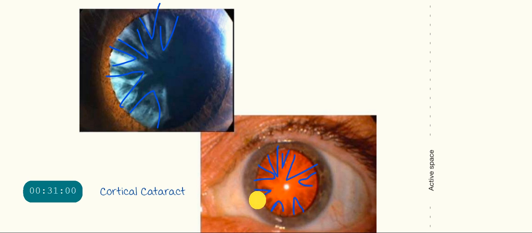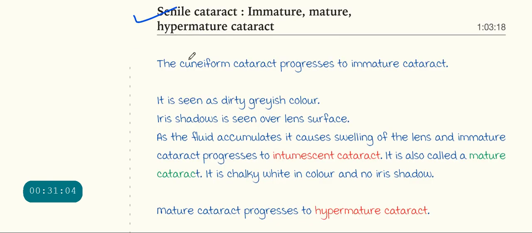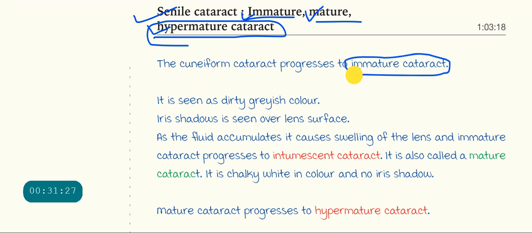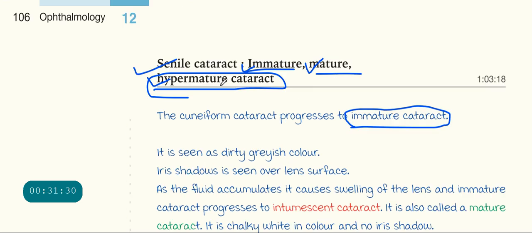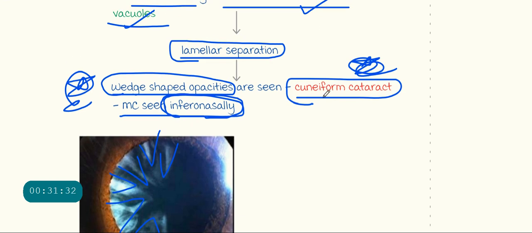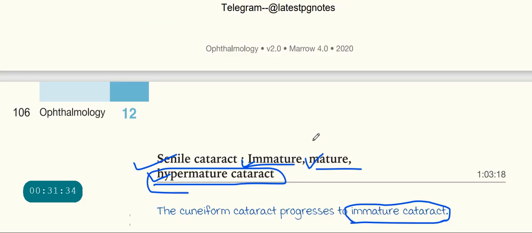Another subtype of senile cataract is immature, mature, or hypermature cataract. So basically three more: immature, mature, and hypermature cataract. The coniferous cataract progresses to immature cataract. Remember the coniferous cataract which we studied. This further progresses to immature cataract only. So it is basically an updated version of coniferous cataract.